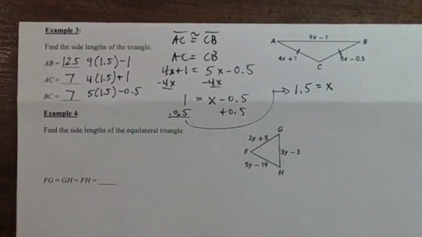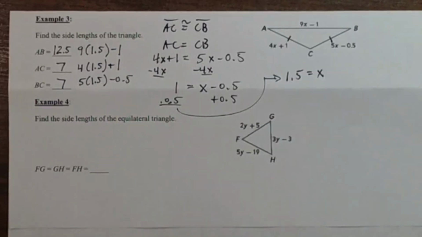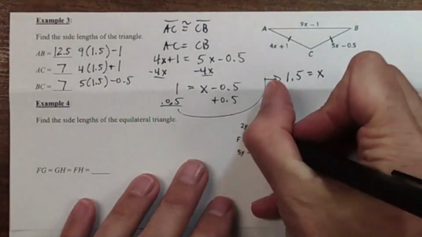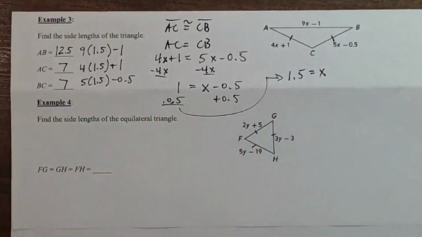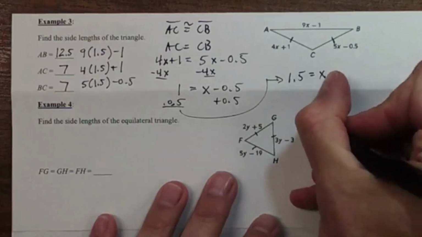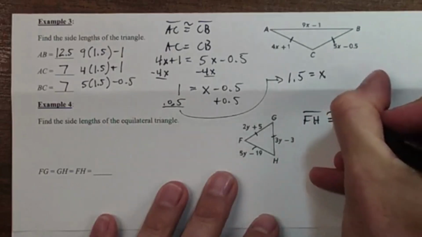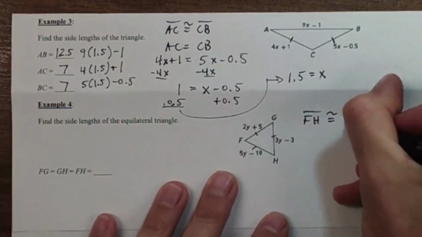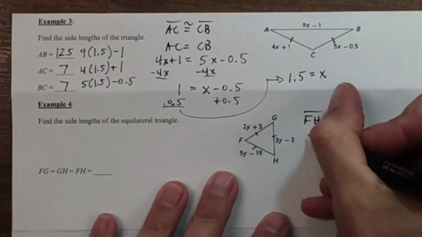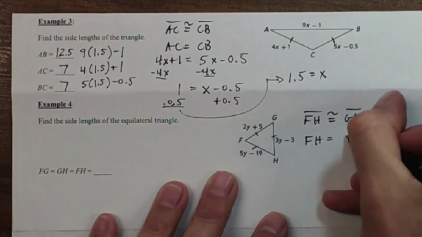That triangle is isosceles. All right, in this last example, we have an equilateral triangle. So that means all the sides are congruent. So we can pick any of the sides and set them equal to each other because they're congruent. And so I'm going to pick FH being congruent to GH. And since they're congruent, we can set them equal.